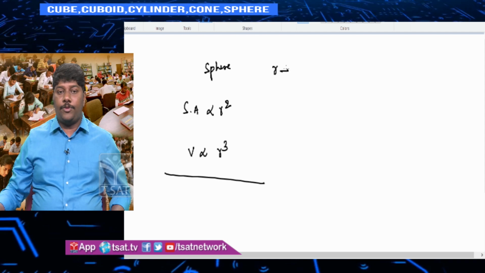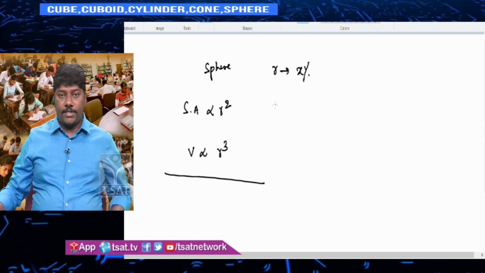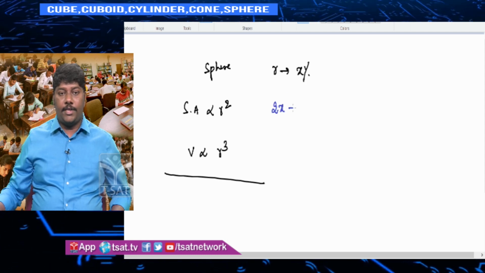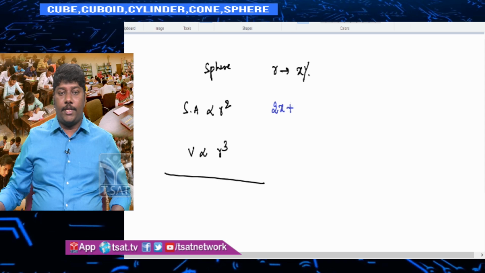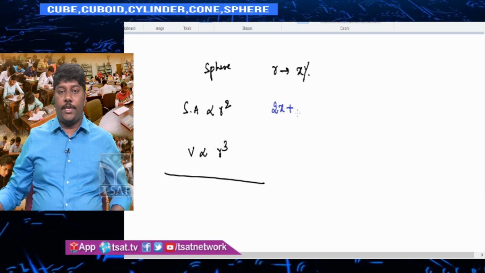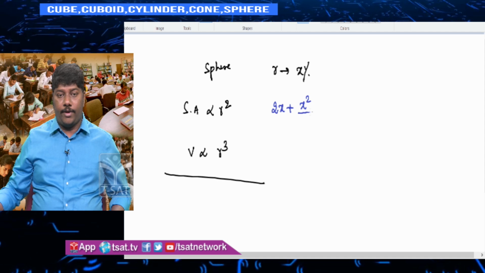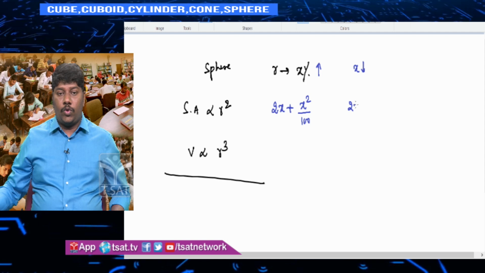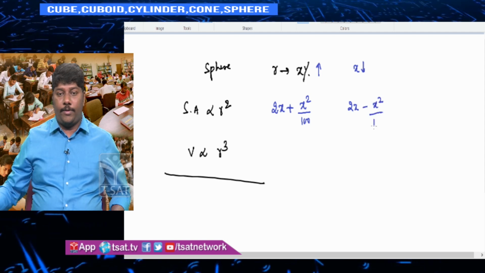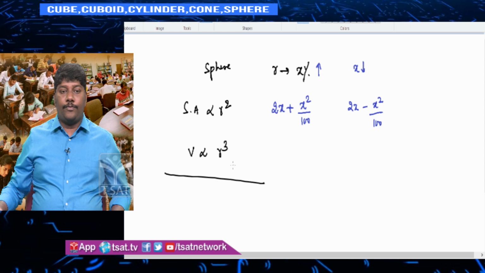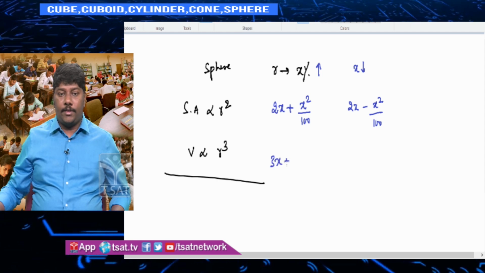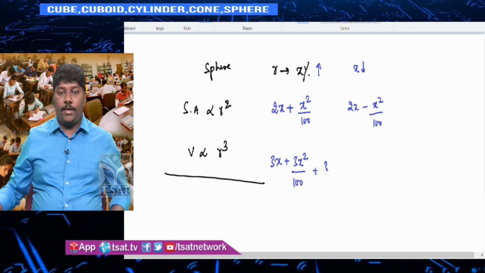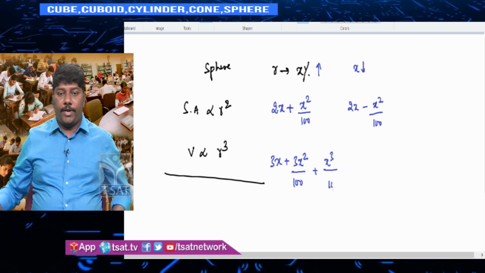If radius is increased by x%, then for the increase in the surface area, I am directly giving it as a formula. We have seen it in percentages. An x percent increase followed by another x percent increase means 2x plus x square by 100. When x percent decrease, it is 2x minus x square by 100. When it is volume, then you can say 3x plus 3x square by 100, remember it as a formula, plus x cube by 10,000.